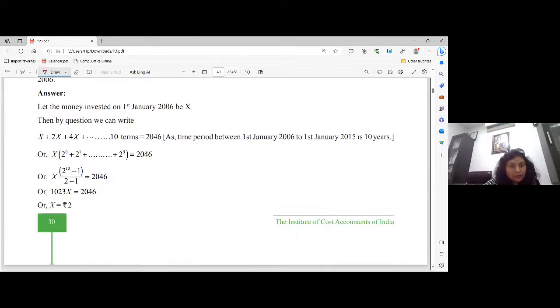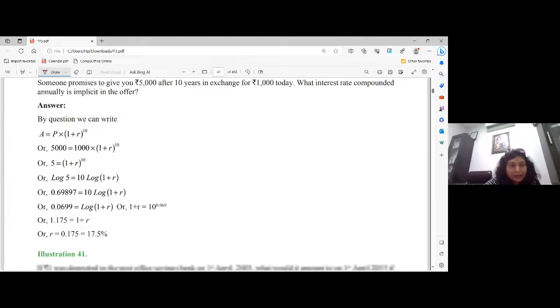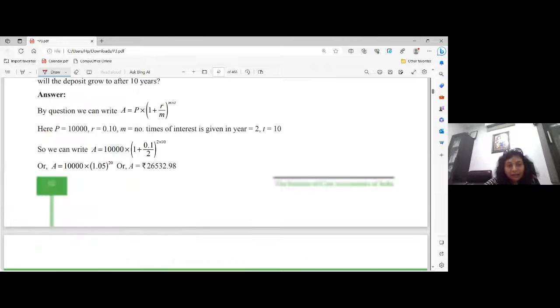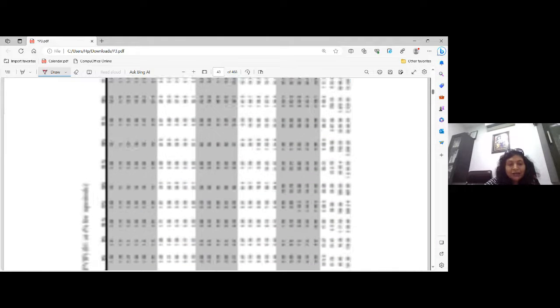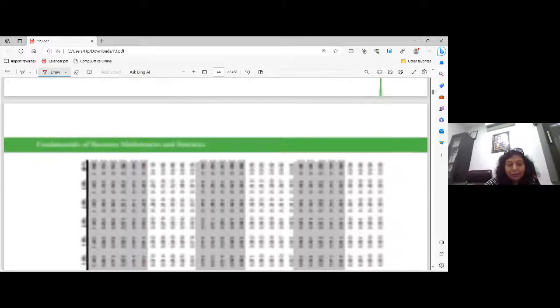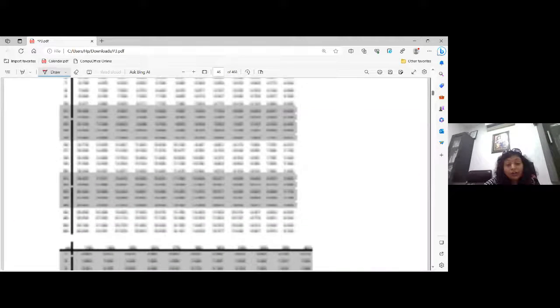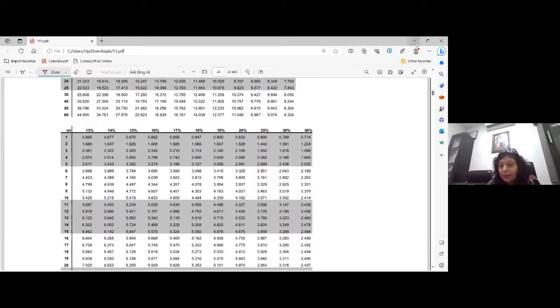Fine. So that's all about your class today. We have discussed ratios, proportion, and interest. In interest, we have discussed mainly three concepts: simple interest, compound interest, and annuity, which is a very important concept. And there will be questions on these: simple interest, compound interest, and annuity.